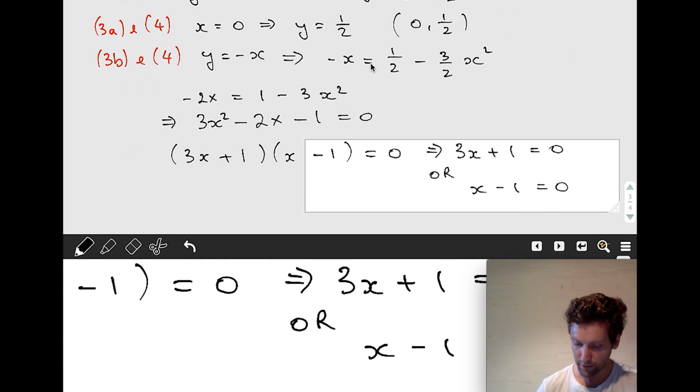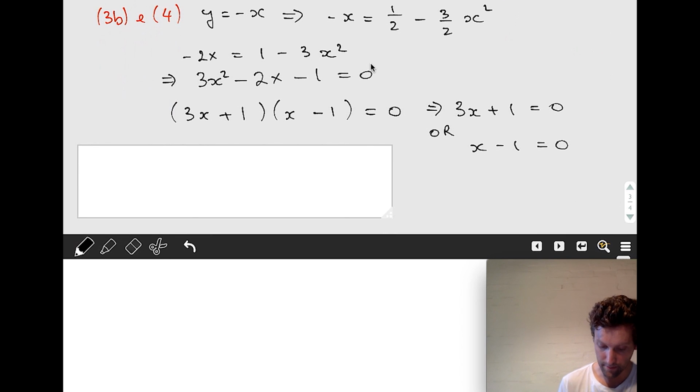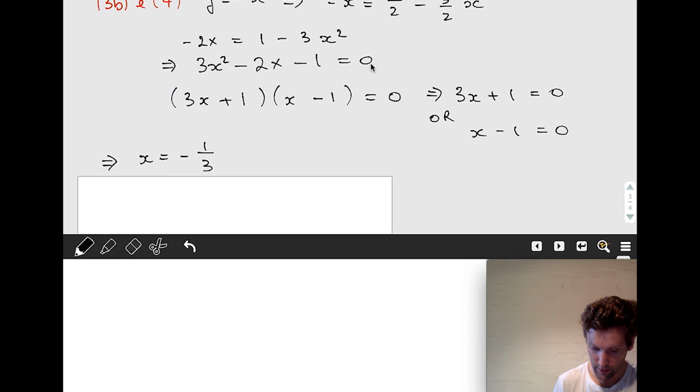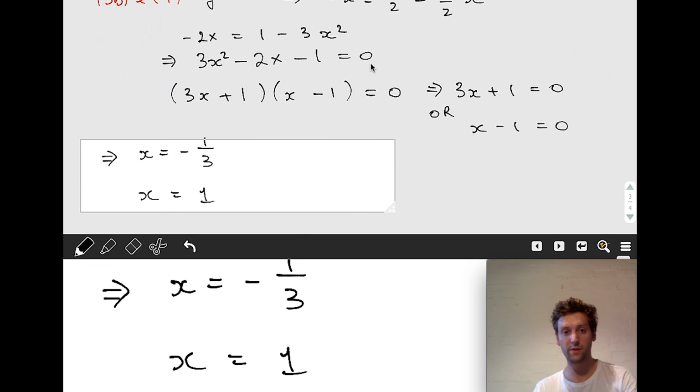So once more, we have two different possibilities here. Let's start off with the first possibility here. 3x plus 1 is equal to 0, that gives me x is equal to minus a third. The other possibility, that x minus 1 is equal to 0, just gives me x is equal to 1. So those are two different possibilities for x.